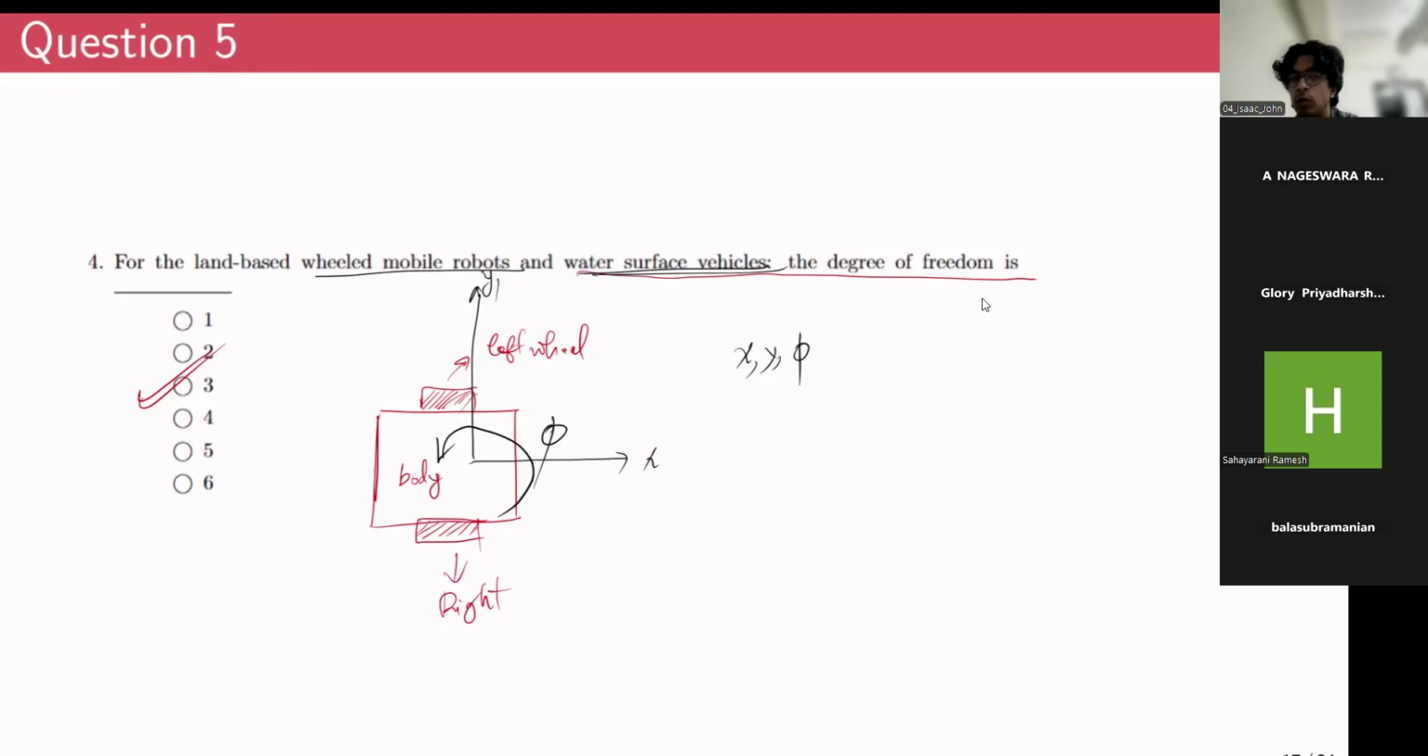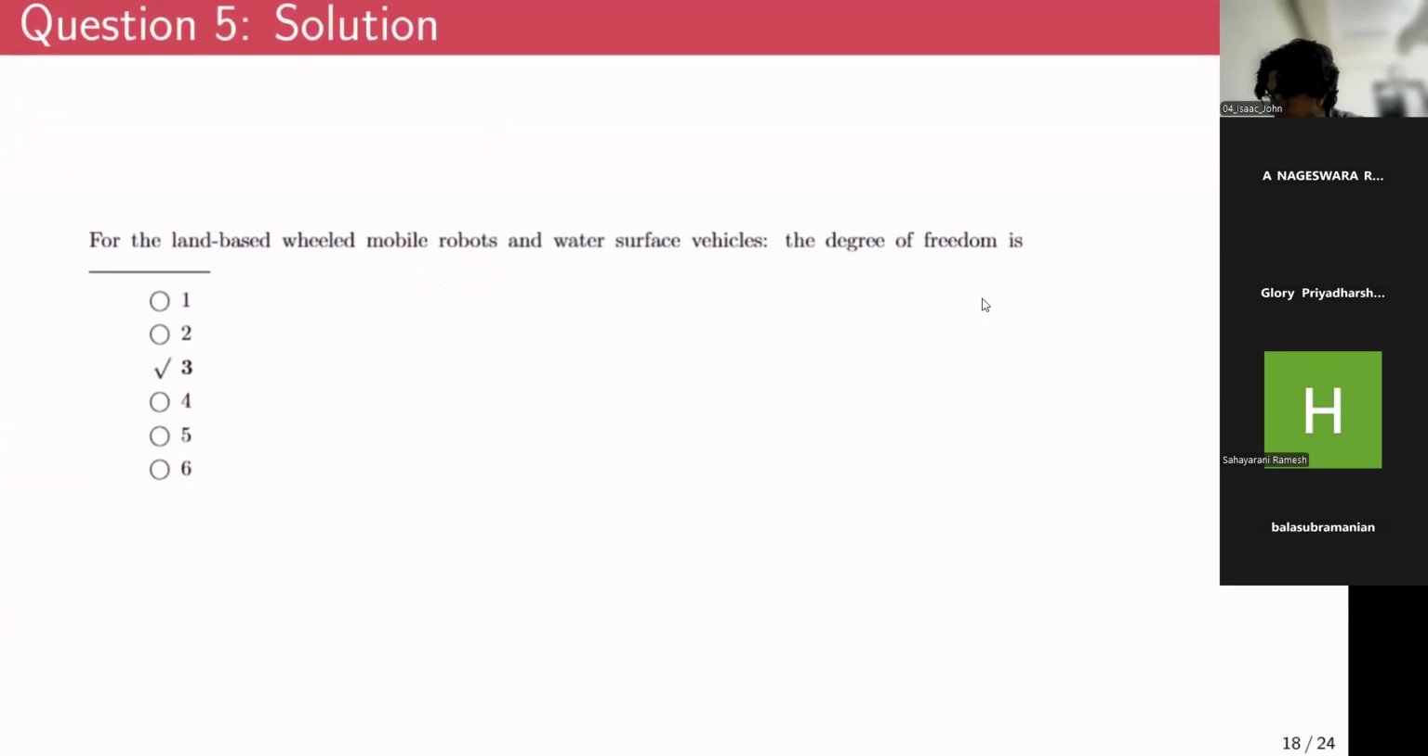Because water surface vehicles only operate on the water surface. It won't go underneath. So what happens if it goes underneath? Underwater vehicles will have 6 degrees of freedom, right? It can move in 3 dimensions, X, Y, Z, and it can also rotate about 3 axes. So underwater robots have 6 degrees of freedom. Aerial robots will also have 6 degrees of freedom. But wheeled mobile robots, those who operate on the ground, and water surface vehicles, those who operate on the water surface, only have 3 degrees of freedom. So that is indeed correct. Option 3 is indeed correct.